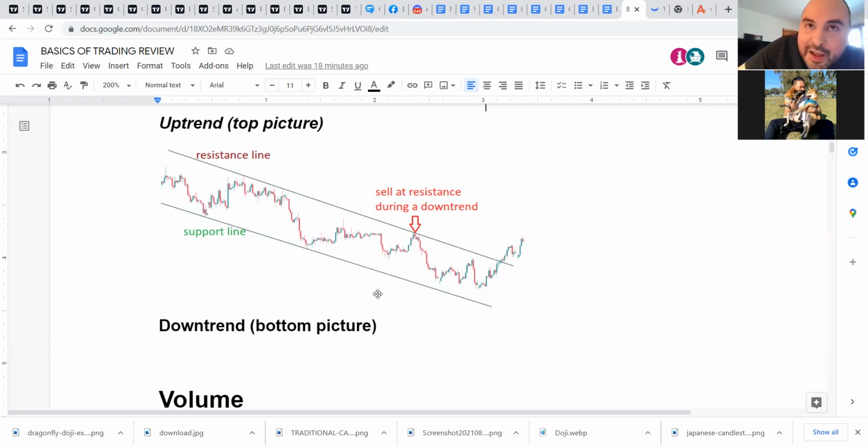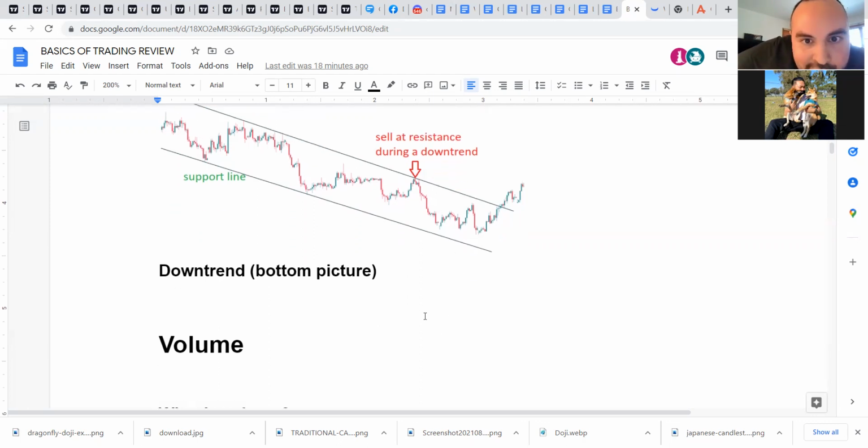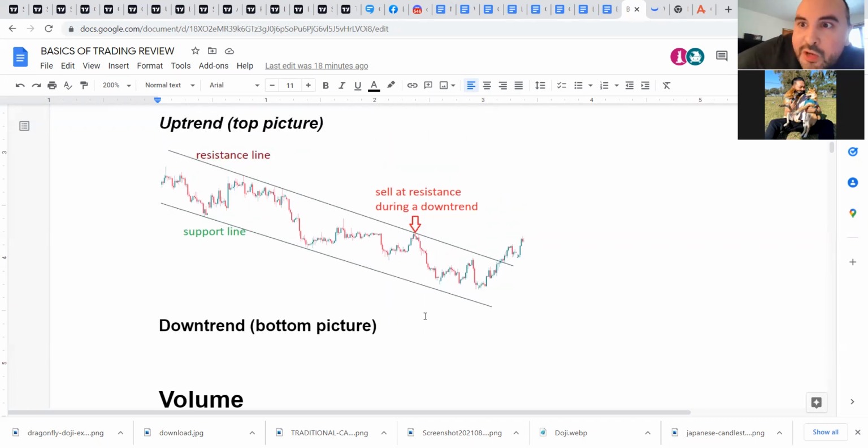Does it always play out that way? No, nothing's ever perfect. But these are the little things that you can do to increase your probability of success. So that's uptrends, downtrends, support, and resistance. Does anybody have any questions on anything we've covered so far?